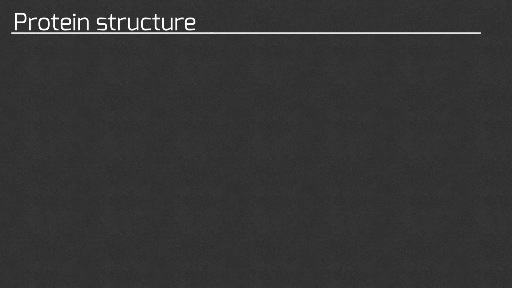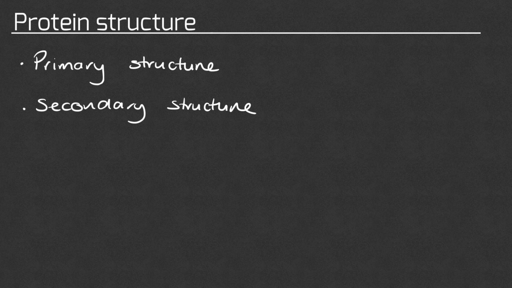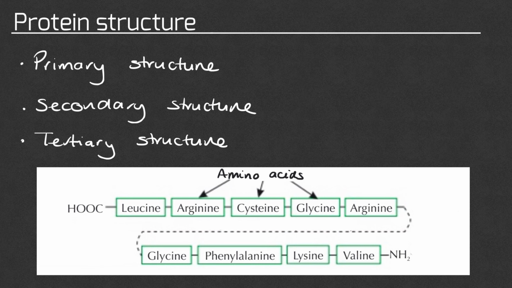We're now going to look at what proteins are. Proteins have three different levels of structures. They have the primary structure, the secondary structure, and the tertiary structure. The primary structure is the sequence of amino acids in the long chain that makes up the protein, the polypeptide chain. It's essentially just one long sequence of amino acids.